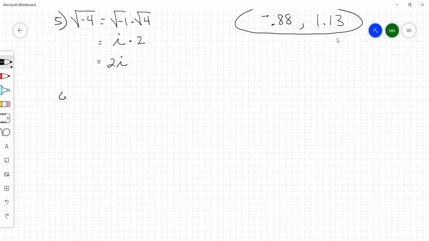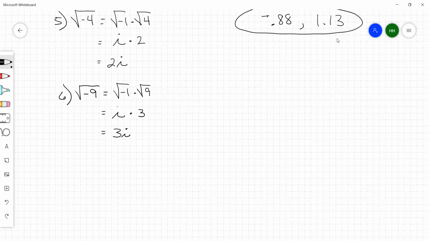Number 6, square root of negative 9. These are all perfect squares basically. So we got the square root of negative 1 times the square root of 9. That's equal to i times 3. And we finish that up, 3i. Both number 7 and number 8 are perfect squares, and you will do those the same way.